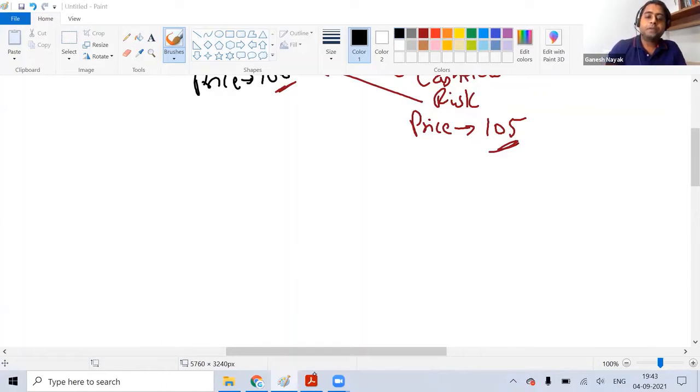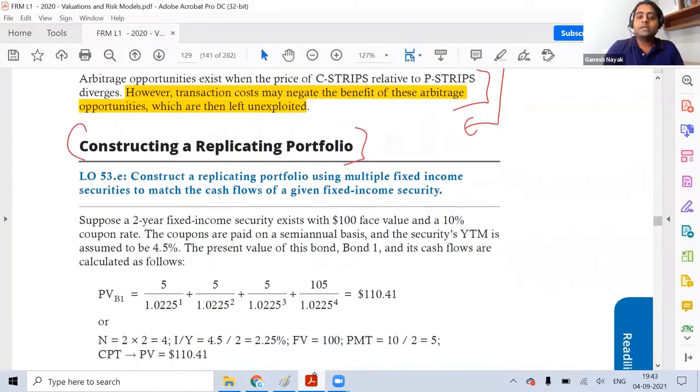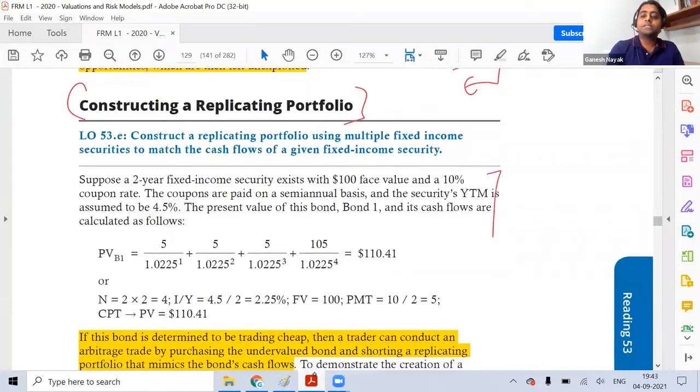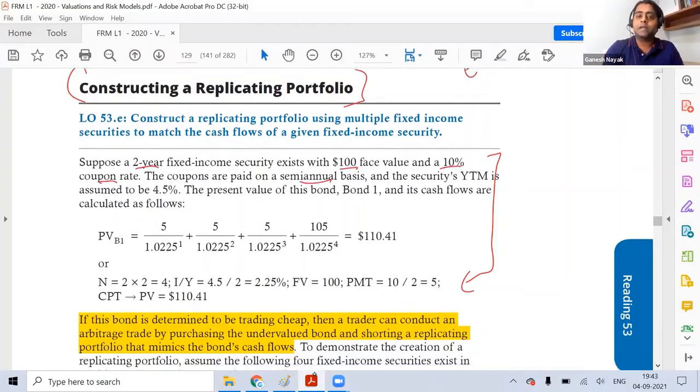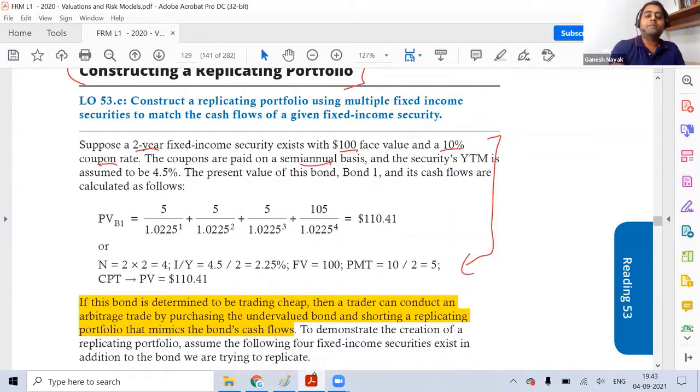Now what they have done is, if you read this section, they have first given you the basics of one bond. They have given you a 2-year coupon bond, $100 face value. It's a 10% coupon rate, and obviously it's on a semi-annual basis, because the majority of bonds that you see in the US market are semi-annual, and the YTM of the bond is 4.5.